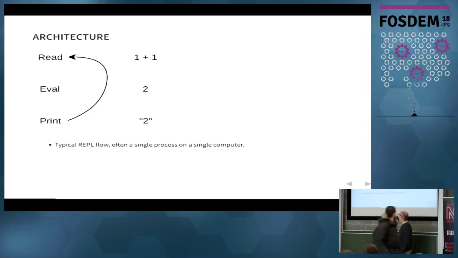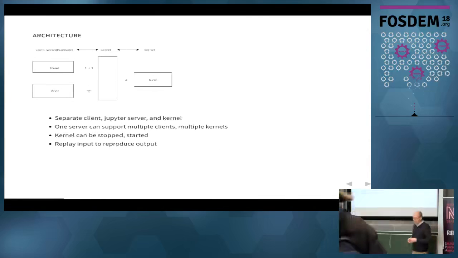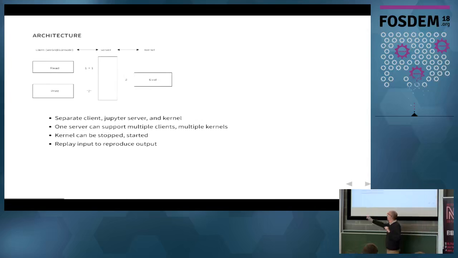It's a simple interface to any program. So the Jupyter architecture basically takes the R and the P and the E and splits them up. So the read and the print go over here on the client side, and the eval goes over here on the server side.